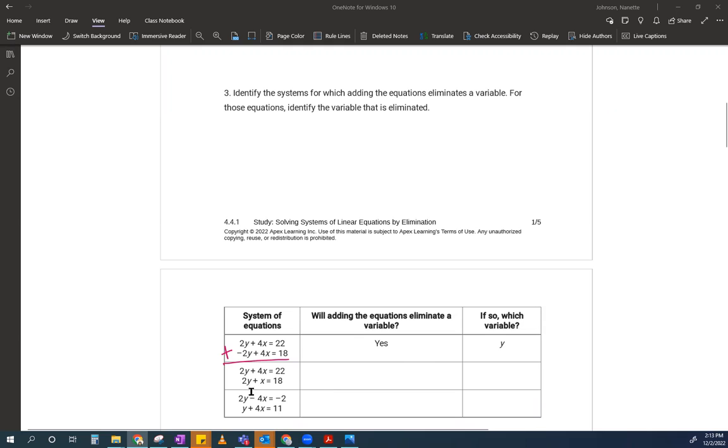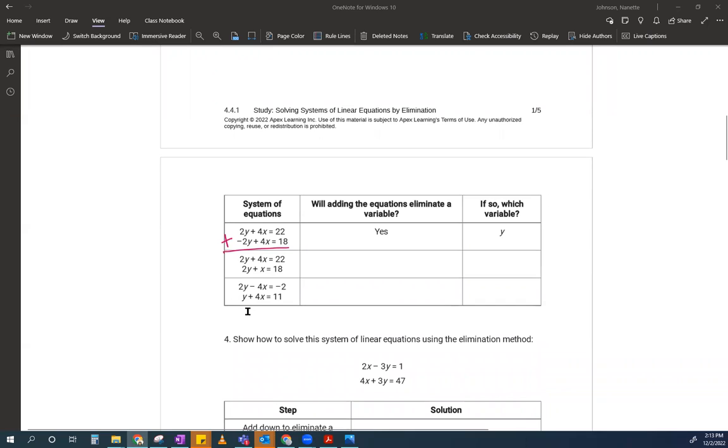So if I added these two equations together, would anything eliminate? So I'm going to put a little plus sign here. And you're like 2y plus 2y, no, that's 4y. And 4x plus x, no, that's 5x. So no, this one's going to be a no. Nothing eliminates, right? And for this last one, 2y plus y, that's 3y. And negative 4x plus 4x, oh, that eliminates, right? Because that's a 0, right? So here, and this is a yes.